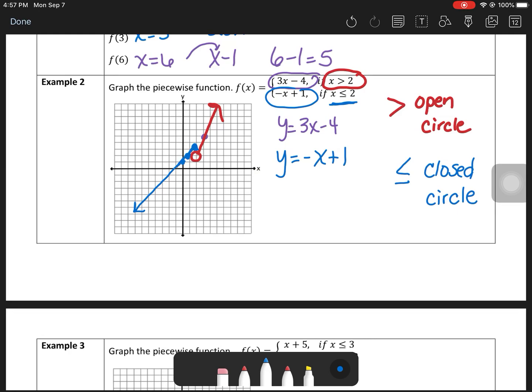And also we would know then nothing to the right would work. So that would also work if it had said greater than or equal to. And this would also work if it would be less than. Anything without the equal sign is an open circle. Anything with an equal sign is a closed circle.